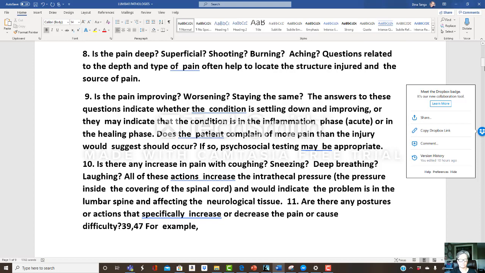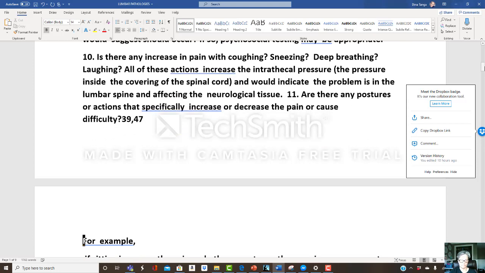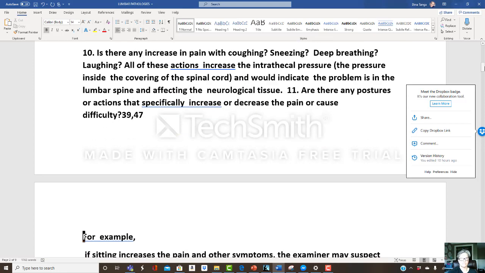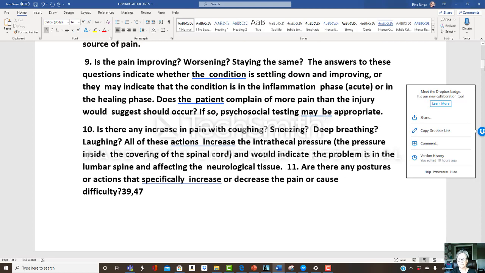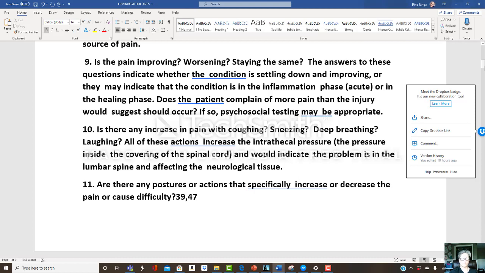9. Is the pain improving, worsening, staying the same? The answers to these questions indicate whether the condition is settling down and improving, or they may indicate that the condition is in the inflammation phase, acute, or in the healing phase. Does the patient complain of more pain than the injury would suggest should occur? If so, psychosocial testing may be appropriate. 10. Is there any increase in pain with coughing, sneezing, deep breathing, laughing? All of these actions increase the intrathecal pressure, the pressure inside the covering of the spinal cord, and would indicate the problem is in the lumbar spine and affecting the neurological tissue.